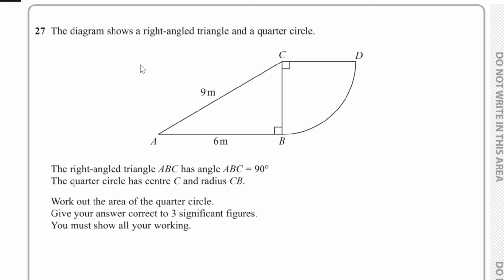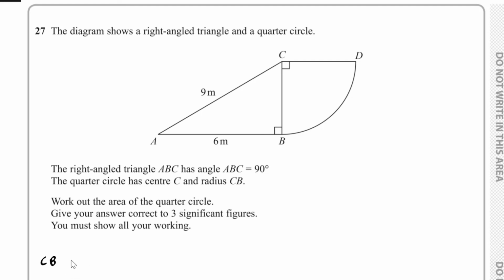For question 27, the diagram shows a right angled triangle and a quarter circle. So AC is equal to 9 meters, AB is equal to 6 meters, and angle ABC and this angle here, BCD, are 90 degrees. We've got a quarter circle here with center C and radius CB. We have to work out the area of the quarter circle. For that, we need to work out the radius first.